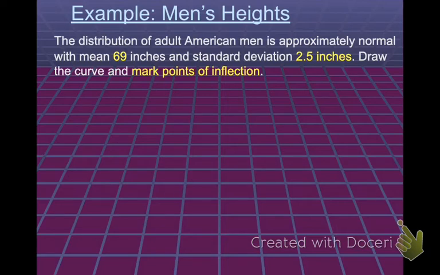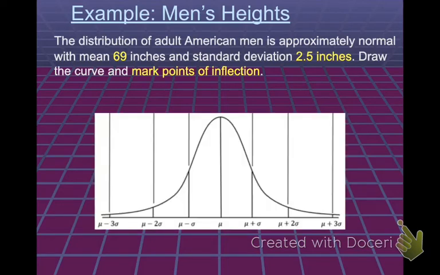So we're going to draw the curve and mark the points of inflection. So here's our normal bell curve. Again, mu means mean. Sigma is your standard deviation above and below. So we always put the mean in the middle. So average male height, 69 inches. If we are 1 standard deviation above, we would add the 2.5. So 1 standard deviation above, you should be between 69 inches and 71.5 inches tall.